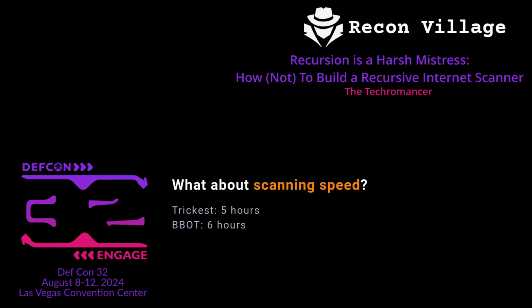What about the speed though? How fast is it? BBOT is a little bit slower, and this makes sense because, how else is it going to get those giant chains? The Trickest workflow took about 5 hours, and BBOT in this case for Dell.com took about 6 hours. So a little bit longer.